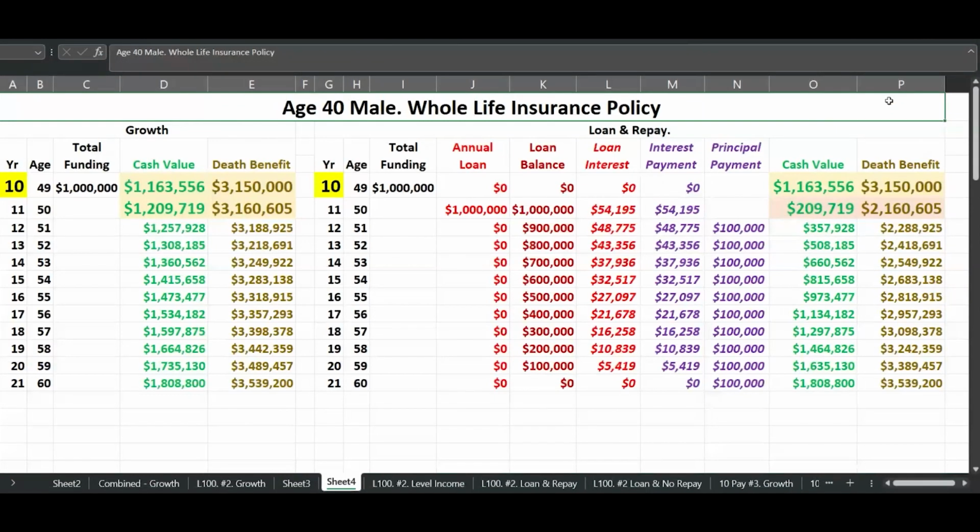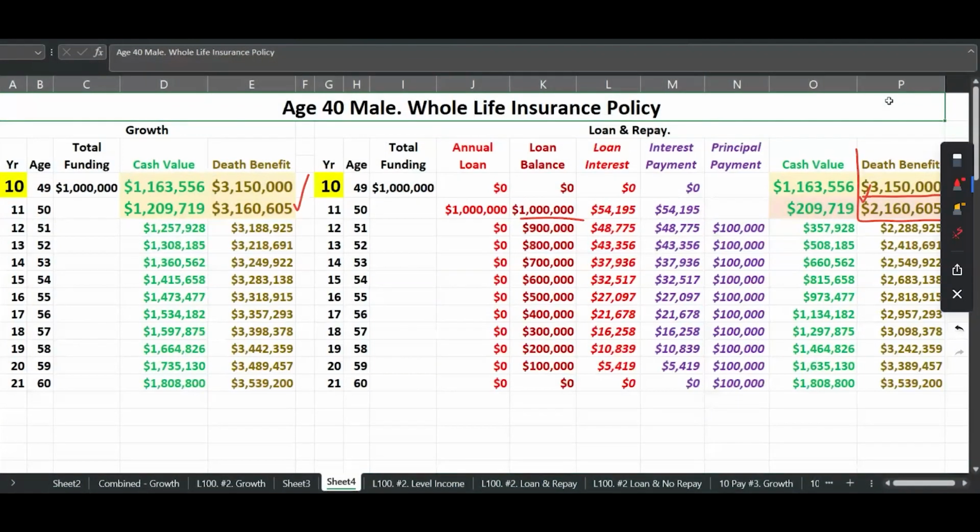Before the loan, your cash value was 1.209. After the $1 million loan, the cash value is 209. It's $1 million less. The death benefit was also collateralized dollar for dollar. So what that means is if you die with a loan outstanding, the net death benefit that's paid out is right here. It's whatever the total is minus the outstanding loan.